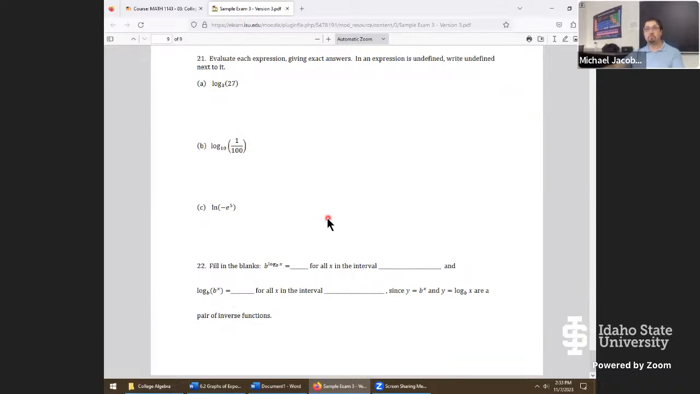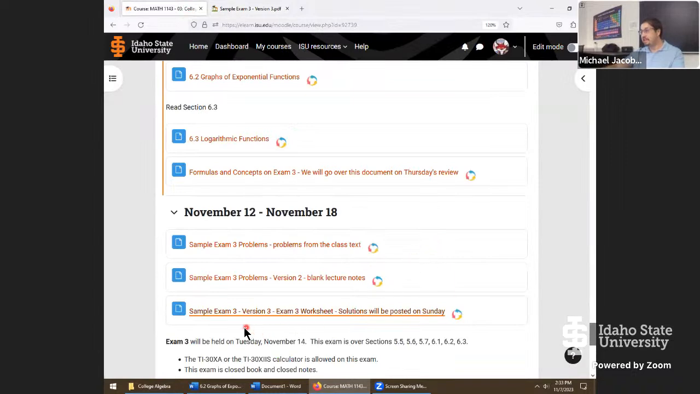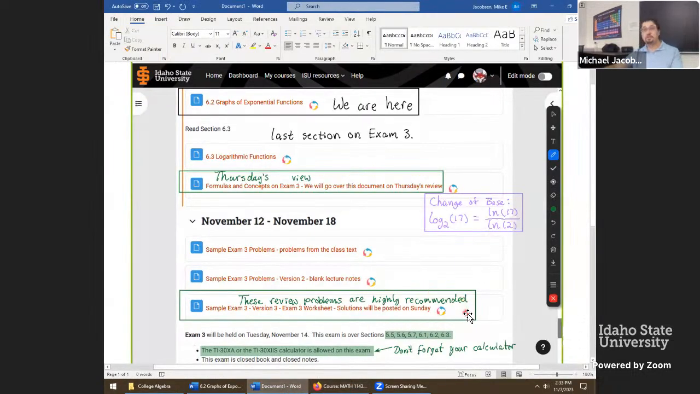So think of this as one really, really big worksheet. We'll have the solutions posted on Sunday, and it'll just be dropped right under here, an extra file that says solutions to this worksheet. I put on the notes, I would say this one is definitely highly recommended to go through. If you can solve all of those problems cold, you're going to be in really, really great shape for exam 3.